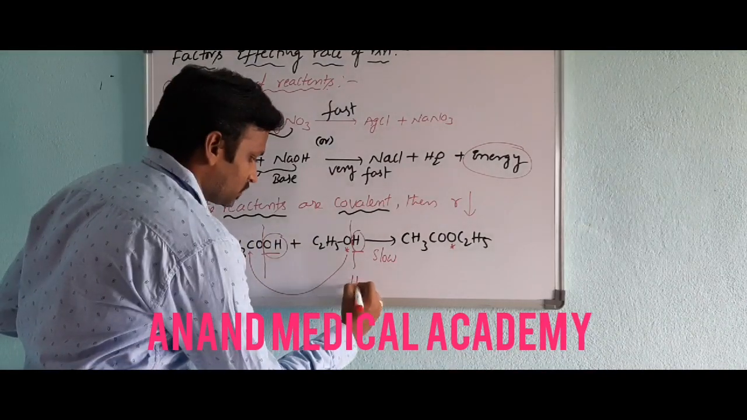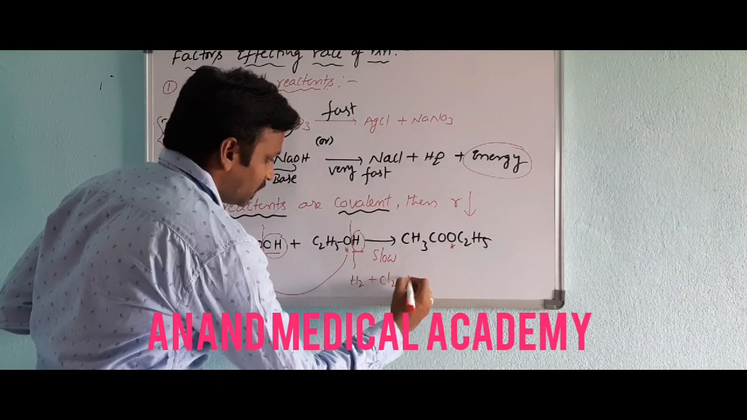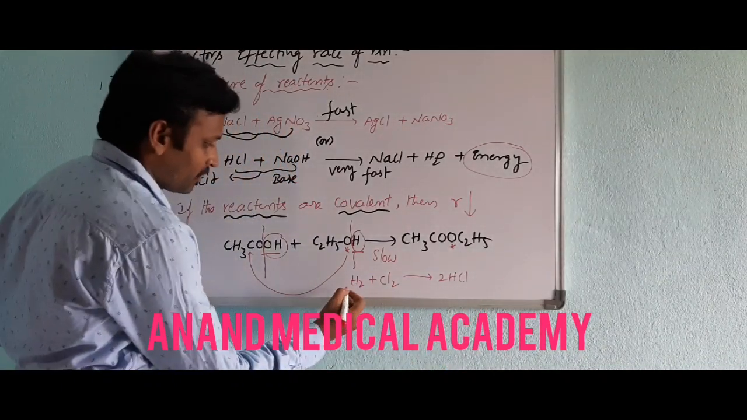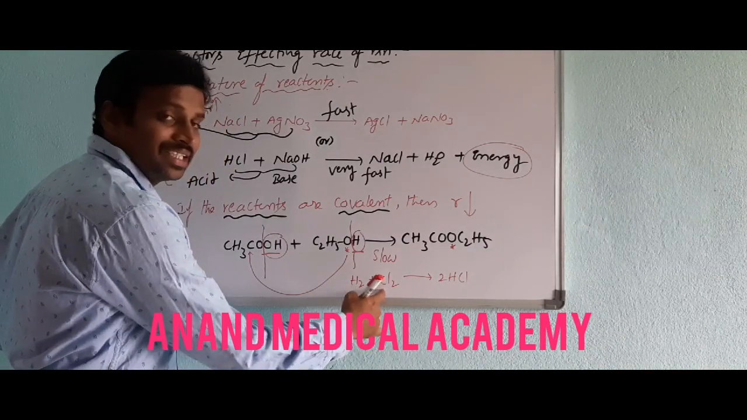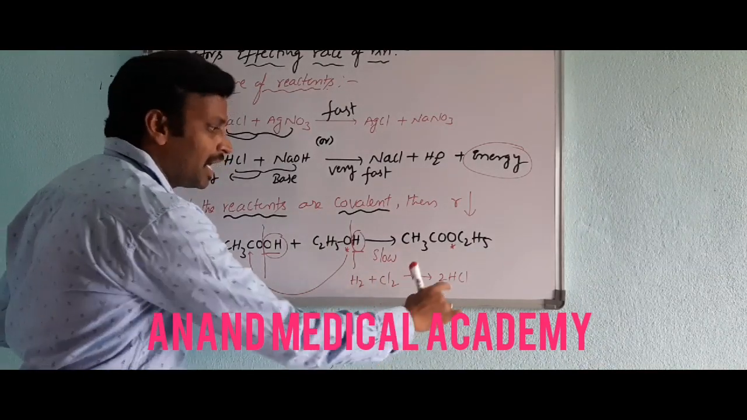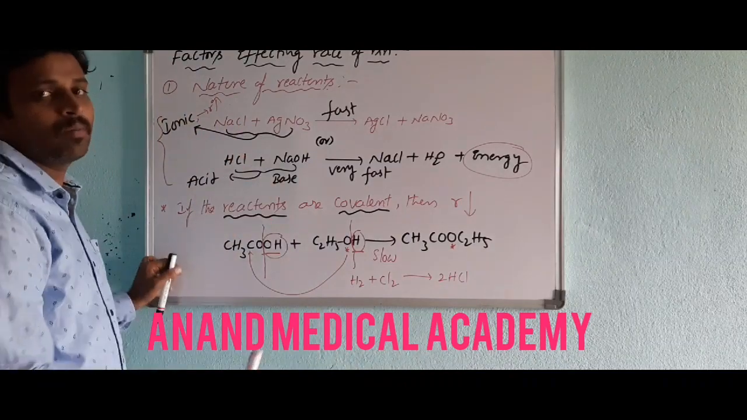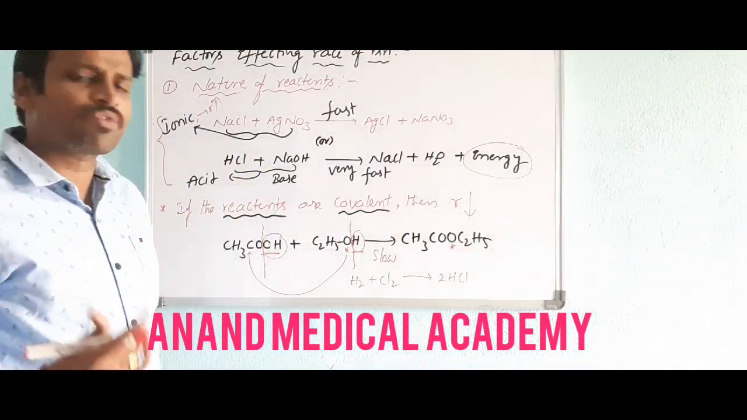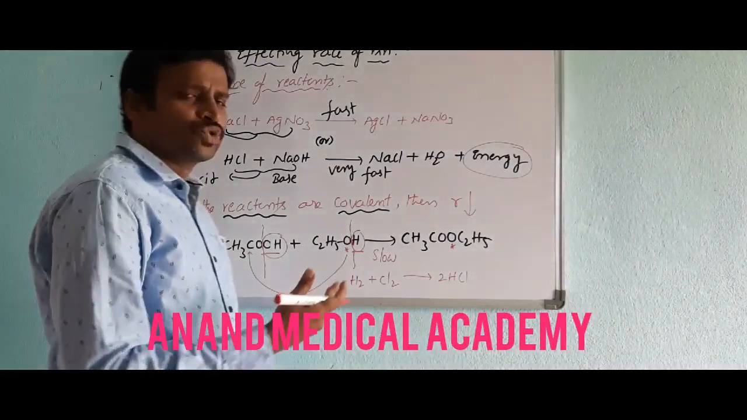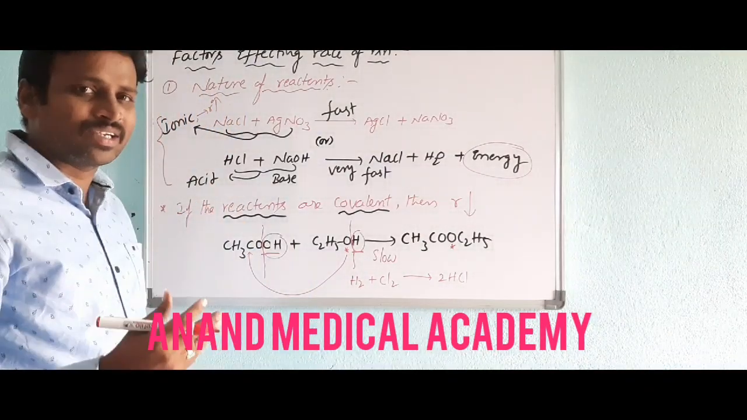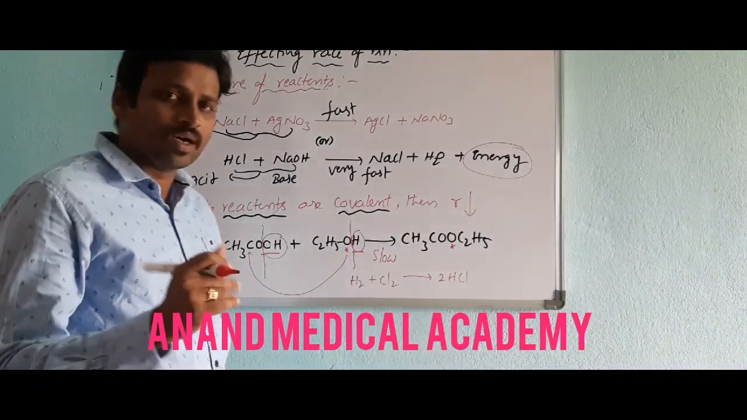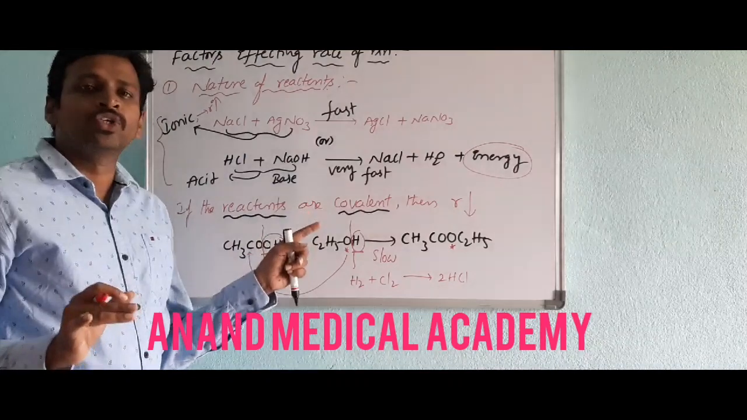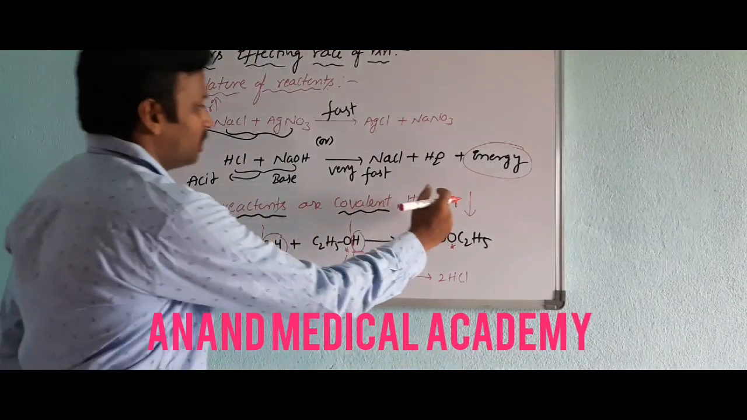Like that, suppose H2 plus Cl2 gives rise to 2HCl. Here also the same: the H bond has to break, the Cl bond has to break, and HCl has to form. New bonds have to form, so it takes some time. Of course, some are very fast, like H2 with F2, because fluorine is highly reactive, so it is explosive. Few are exceptions. Generally, if the covalent molecules are the reactants, then the rate will be low.